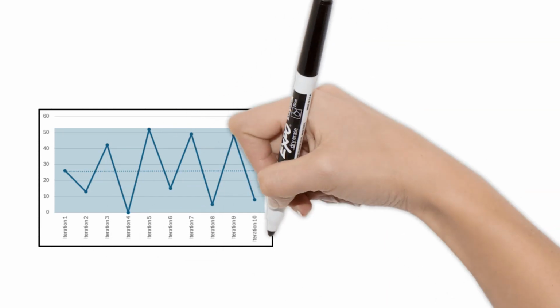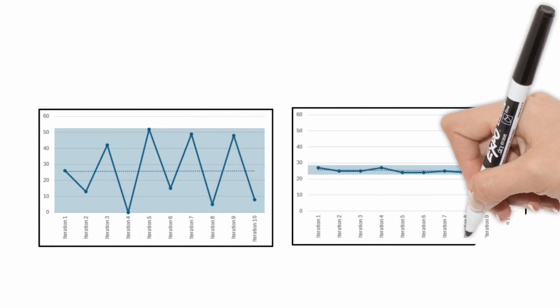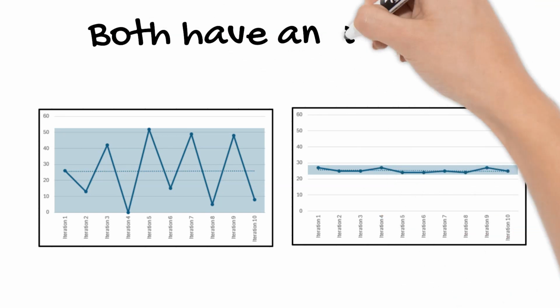If a team is unhappy with its velocity and predictability, I recommend first focusing in on cycle time and flow blockers. We'll discuss cycle time and flow in later videos. Here are two charts, both of which show an average velocity of 25. But notice how unpredictable the one on the left is.